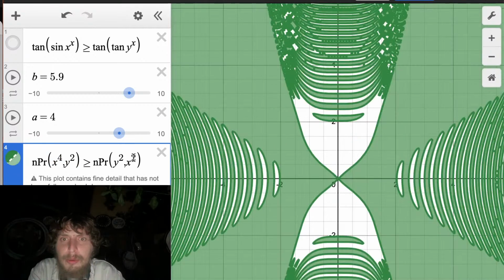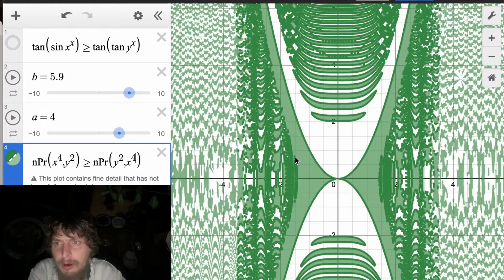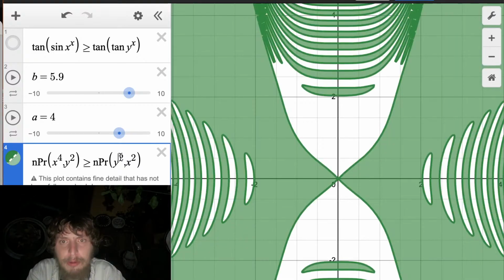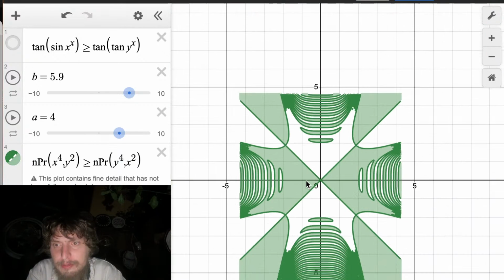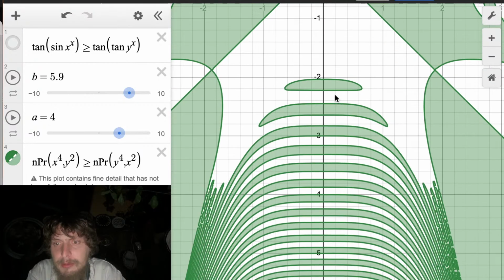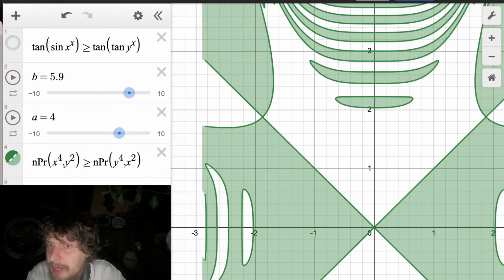But what if we had switched? What if the x's were 4? We get this. And if the first ones were the ones that were 4, we get this. So these ones are pretty interesting, but relatively simple.